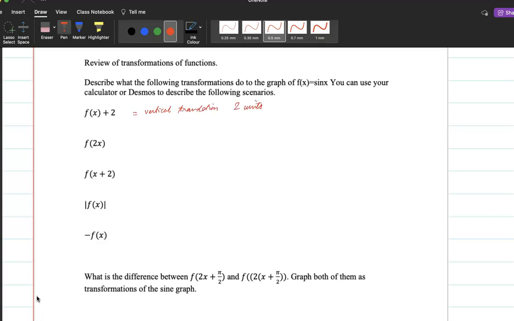Okay. What is sin 2x? Horizontal stretch by factor 1/2. Correct. Horizontal stretch by factor half. Yeah. Then horizontal translation, 2 units left. Horizontal translation, 2 units to the left.